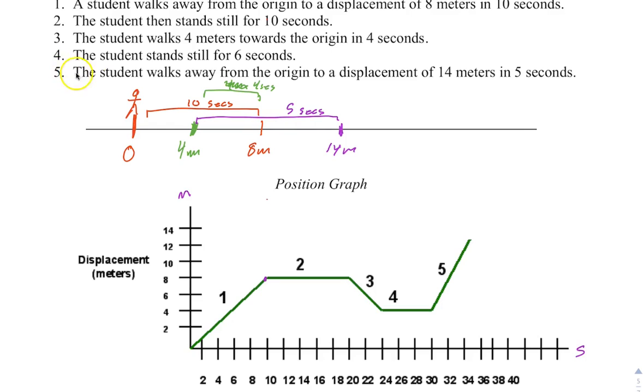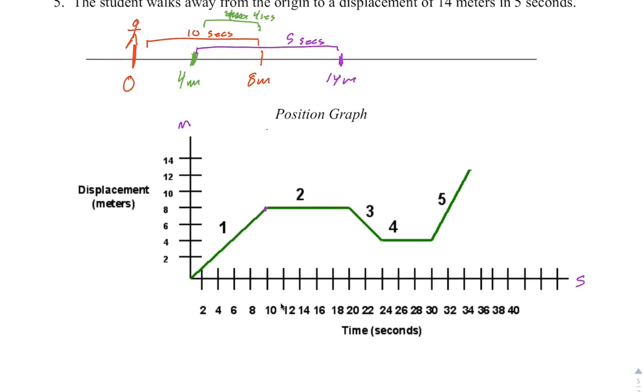And then finally, we race over. The student walks away from the origin to a displacement of 14 meters in 5 seconds. So you got all the way up to 14 meters, and it took us 5 seconds from where we were. So that's what the graph looks like, using all the information we had. Remember, this tells you what position you're at. So how far you are from the origin at any time. That's what a position graph is about.